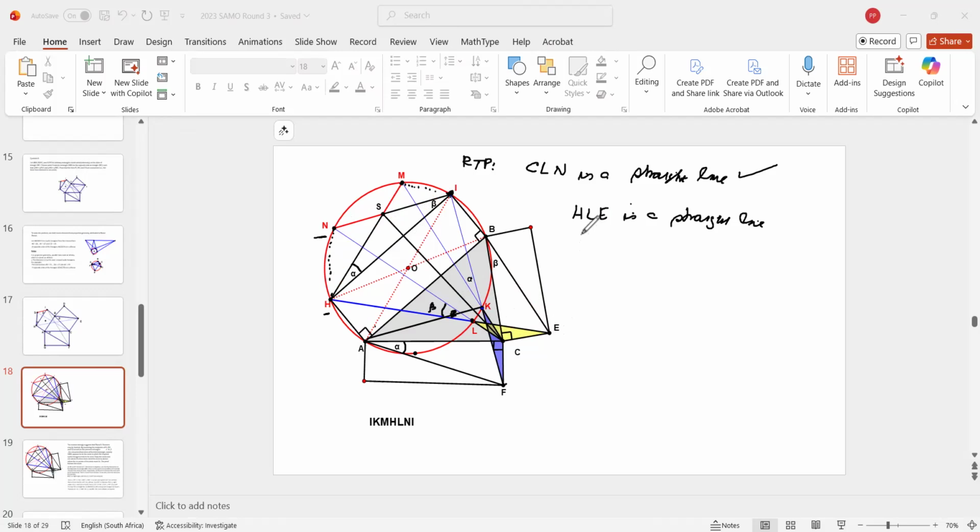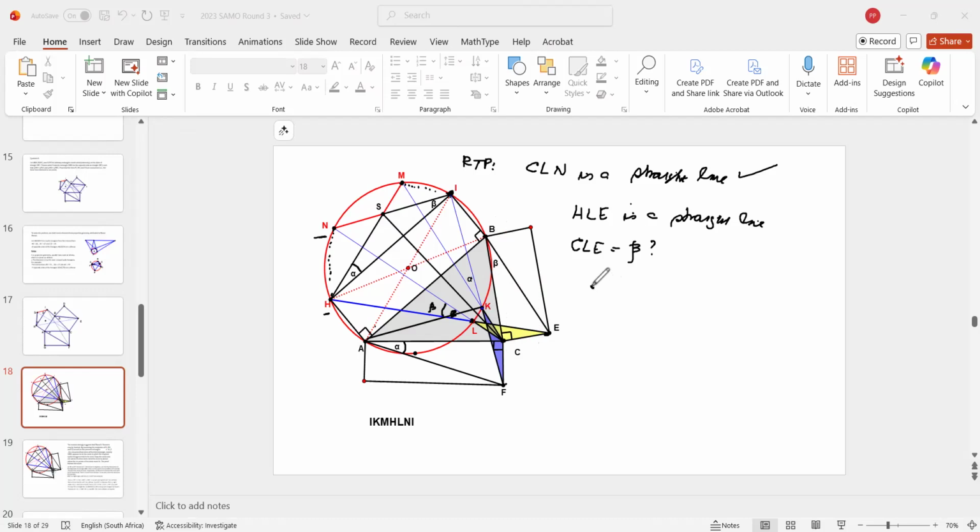So the question is now, is CLE equal to beta? CLE, is it equal to beta? Now, we have beta is also this angle here. All right, we know that CE subtends angle beta at B, and we want to find out whether the same thing subtends angle beta at L.